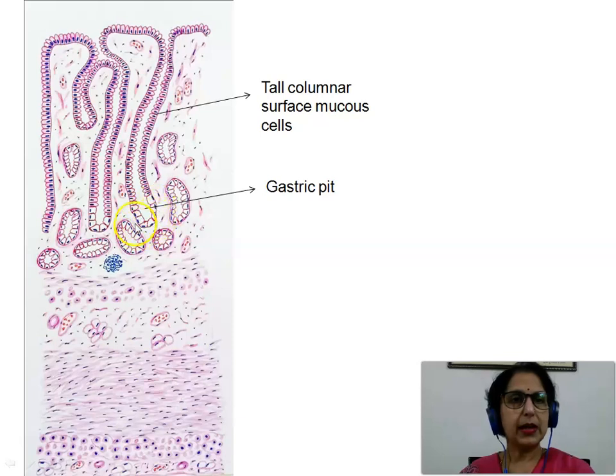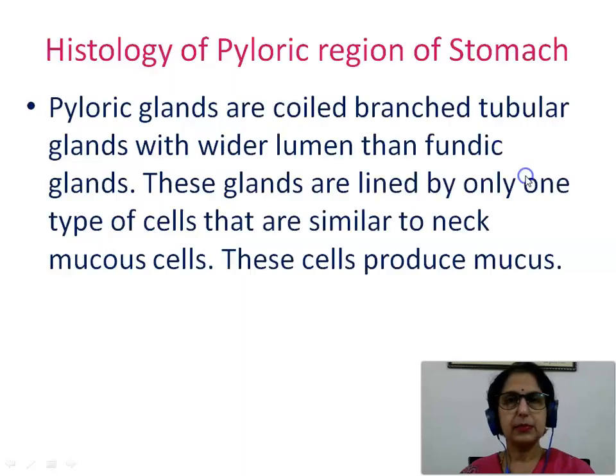The glands, as we see, are lined by cuboidal cells which have a flattened nucleus towards the base of the cell. Pyloric glands are coiled branched tubular glands with wider lumen as compared to the fundic glands. These glands are lined by only one type of cells that are similar to the mucous neck cells. These cells produce mucus.